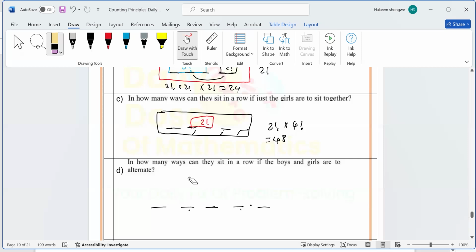Let's do it practically so that you'll see what we're talking about. We have 3 boys. We have 2 girls. So if I start with a girl, it's G, and it should be followed by what?